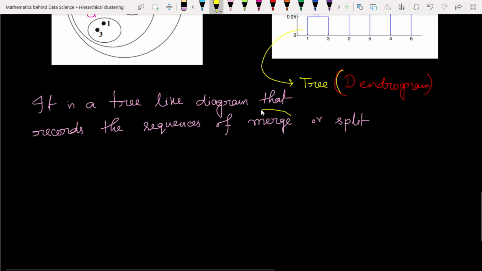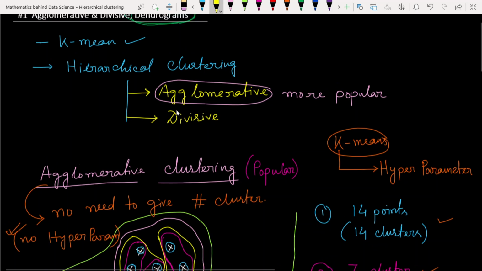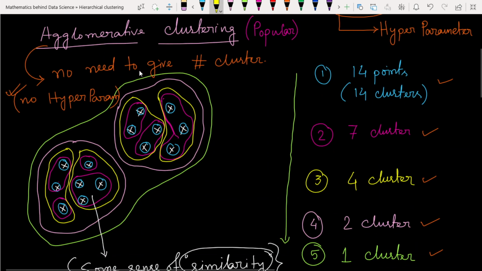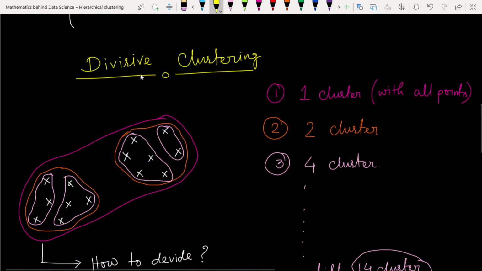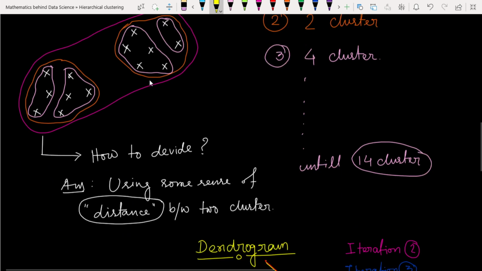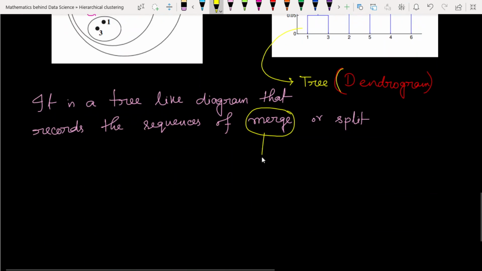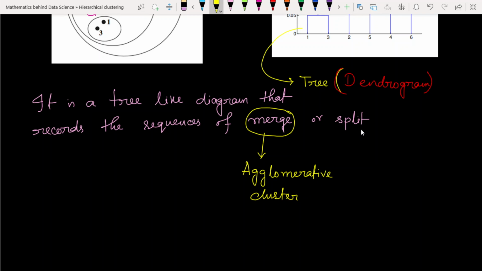We will do the merge only for agglomerative clustering, and we split the data for divisive clustering. We merge the data set when we make agglomerative clustering, and we split the data set when we use divisive clustering.